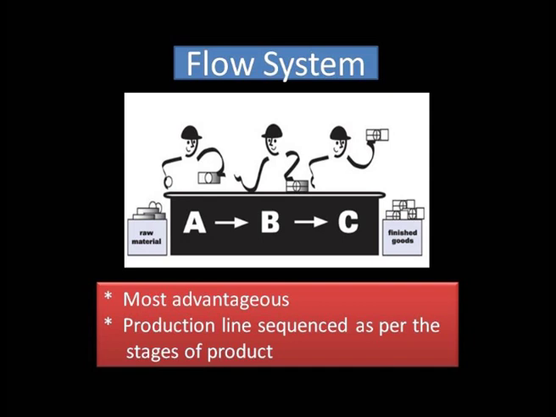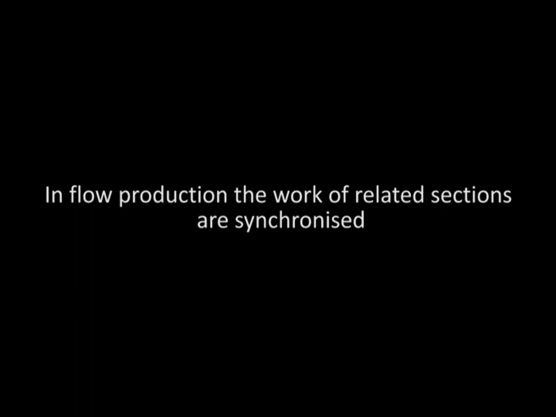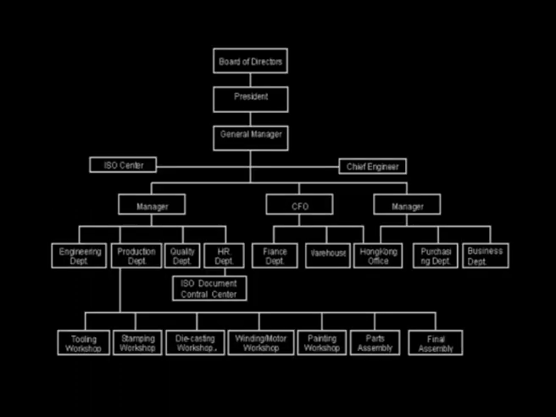The most advantageous is the flow method, which provides for the assignment of a limited list of jobs and for the arrangement of work positions and production sections according to the path dictated by the stages in a product's manufacture. In the most highly refined forms of flow production, the work of related sections is synchronized. Flow methods of production organization are used effectively in the mass production of uniform products. They are also effective in lot production.